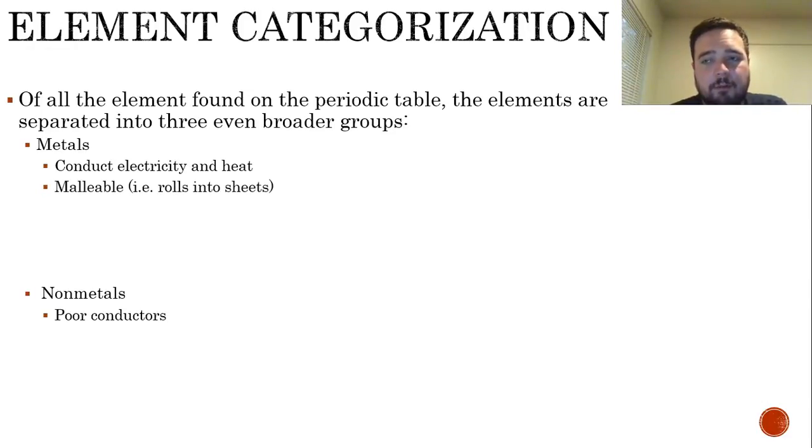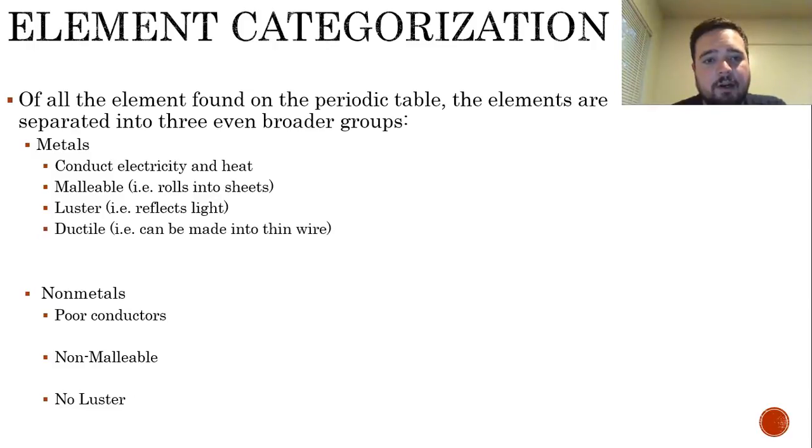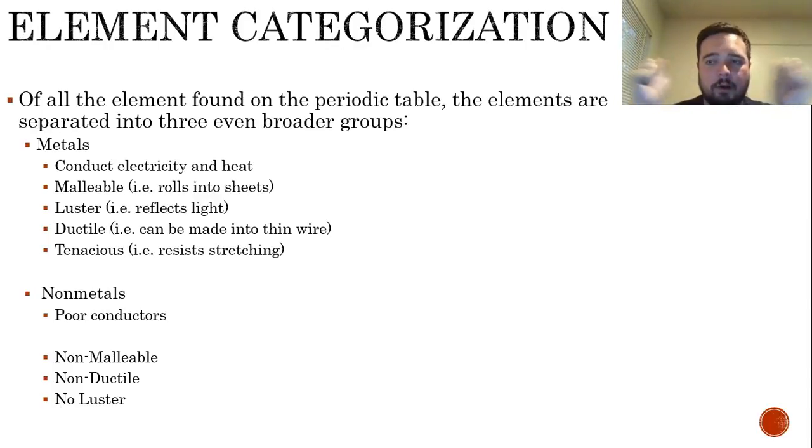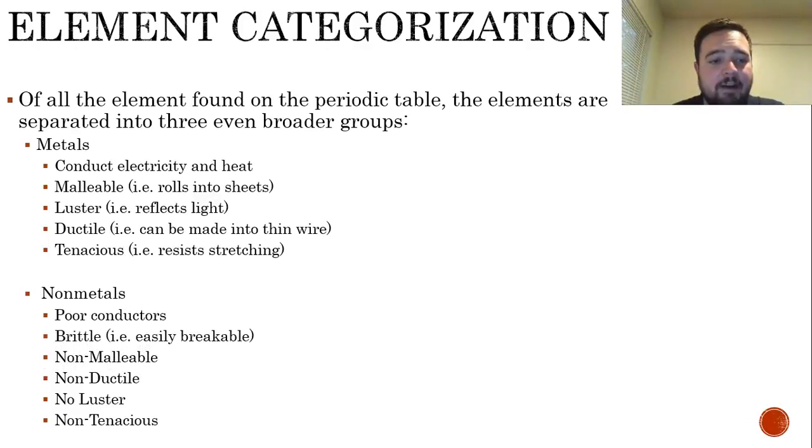Metals are malleable, which means they can be rolled into sheets. Nonmetals are not. Luster, so they reflect light, for metals. No luster for nonmetals. Ductile, it can be made into thin wire like copper wire and everything like that. Not ductile on the nonmetals. And tenacious, which means they resist stretching. So like if I take an iron bar, it's not going to want to do anything. Nonmetals are not that. And nonmetals are typically brittle, so they're easily breakable. So as you can tell, metals and nonmetals have the exact opposite properties.